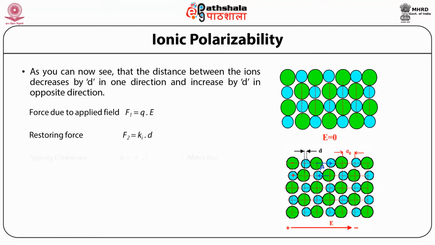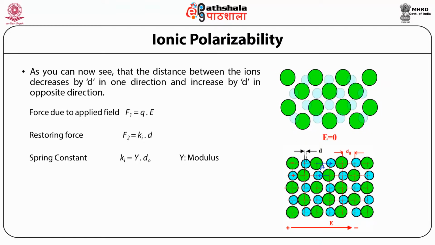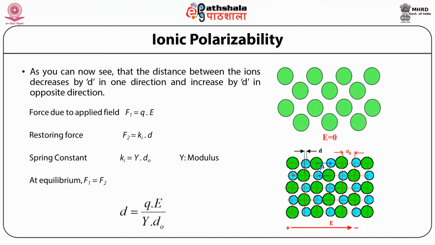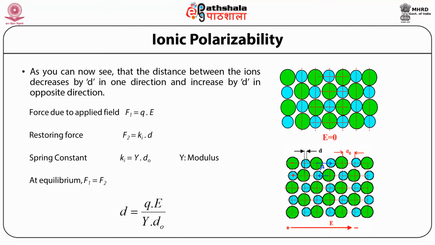where K is the spring constant of the bond between the ions, assuming ionic dipoles behave like springs. So the spring constant can be expressed in terms of the elastic modulus, that is capital Y, and it is K equal to Y into d naught. So at equilibrium, F1 and F2 are equal, and combining the above equations we get that d is equal to QE upon Y d naught.